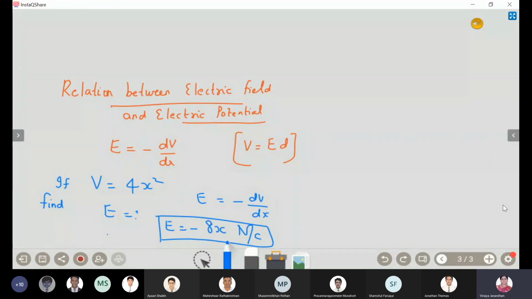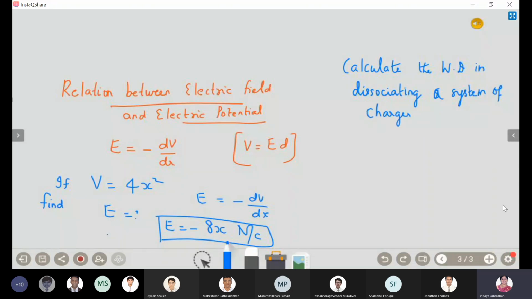Write the question. Calculate the work done in dissociating a system of charge as shown.